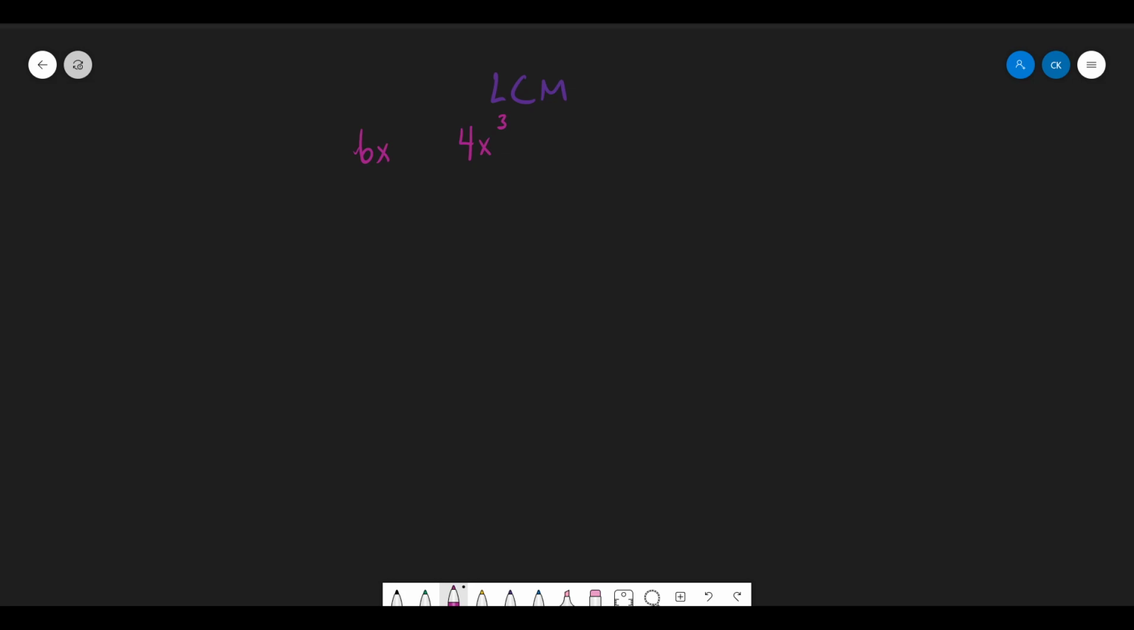So one of the easiest ways to do this is to first find the prime factorization of each of our monomials. So in order to do that, I'm going to start with the 6x. Now what I mean by the prime factorization for our 6x is what can I break 6x up into? What are the prime numbers that I can multiply together to get 6x? So I'm going to start with the coefficient part of it, the 6.